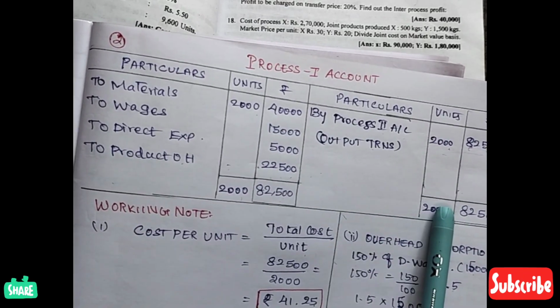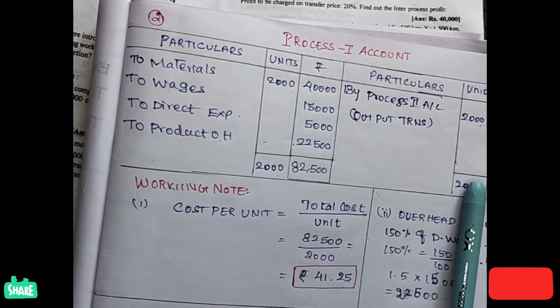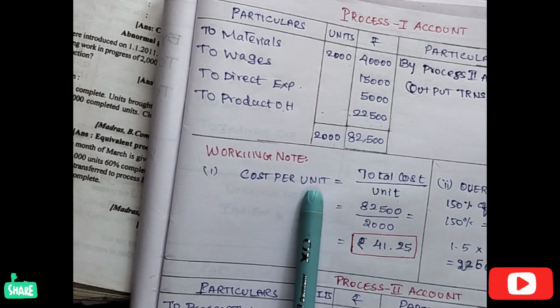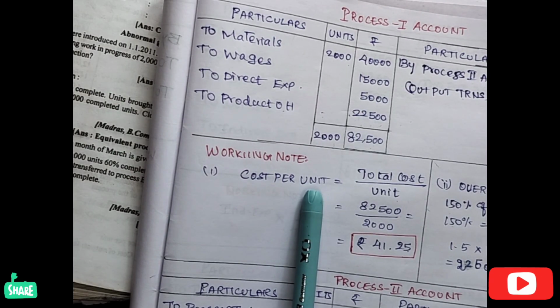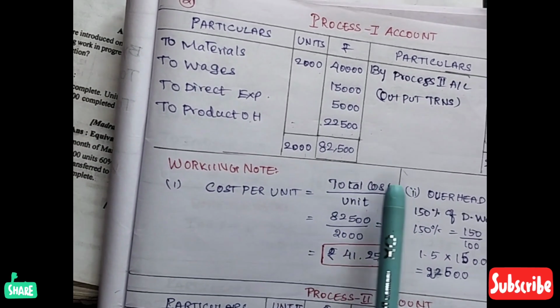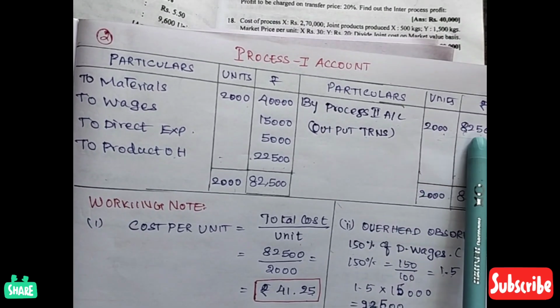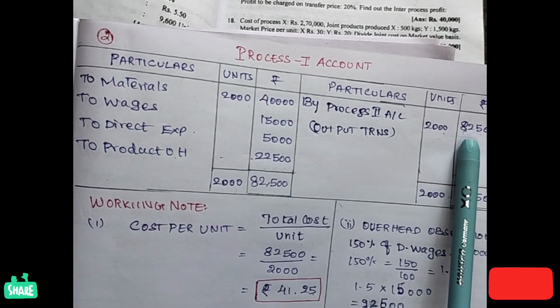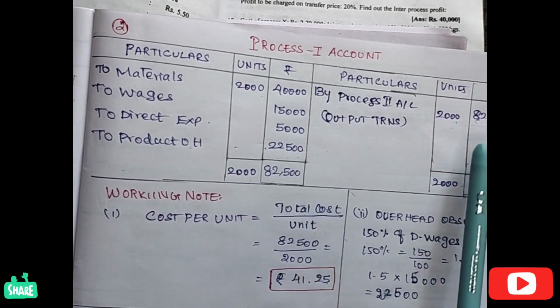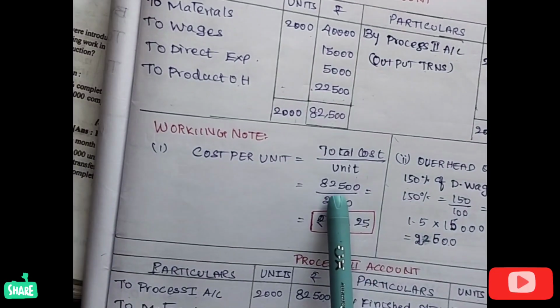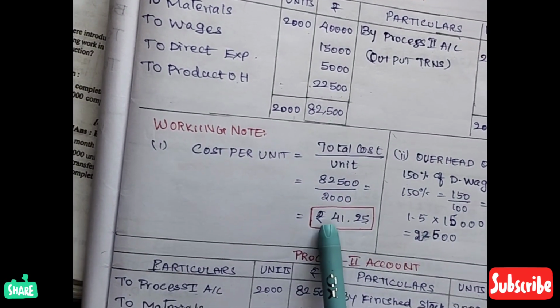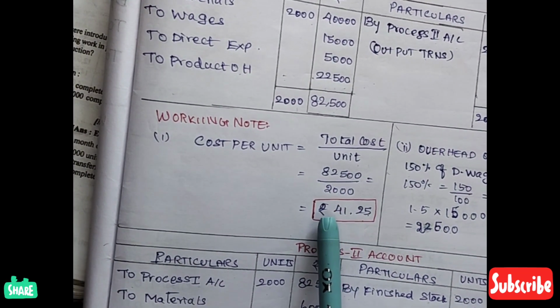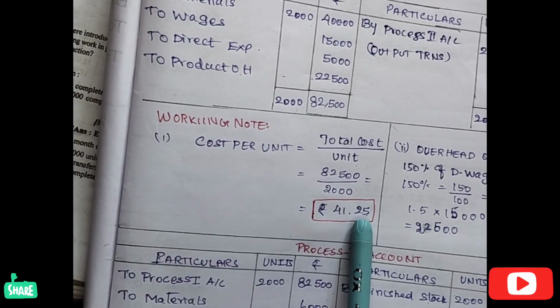Before completing it, we need to find out the cost per unit. So what is the cost per unit? What is the formula you use for cost per unit? It's very simple: total cost divided by output. Process 1's total cost is 82,500 rupees divided by output units, 2,000. After cancelling, you will get the cost per unit as 41 rupees 25 paisa.